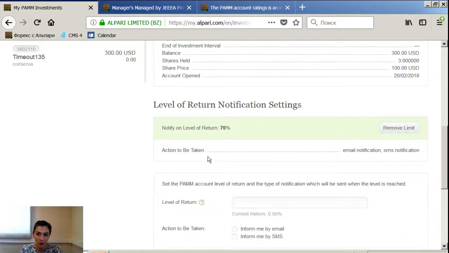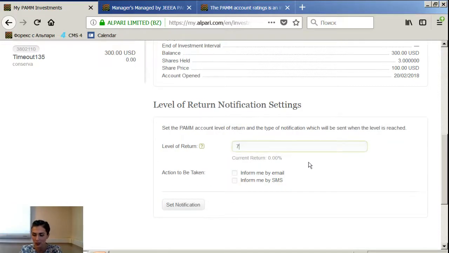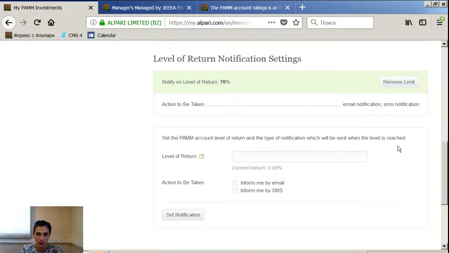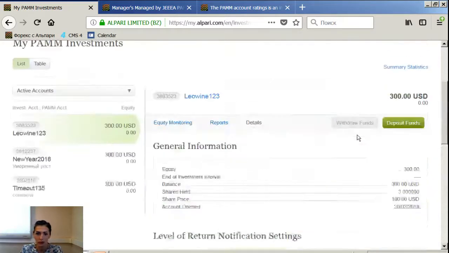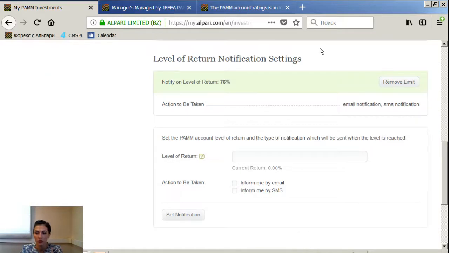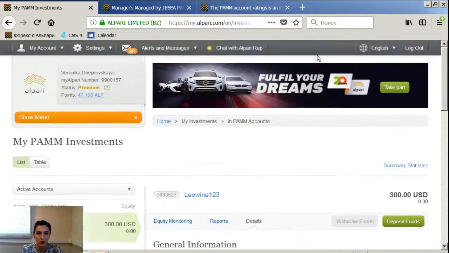As you remember, we had 76%. Okay, let's do it again. 76% level, and we can choose how we want to get this information. Inform me by email or inform me by SMS. This is your decision. You can choose both of them. That's a free service, so you shouldn't pay for this. And this is great if you have a chance to choose how you want to take this information.